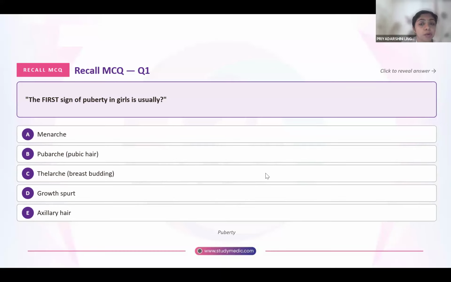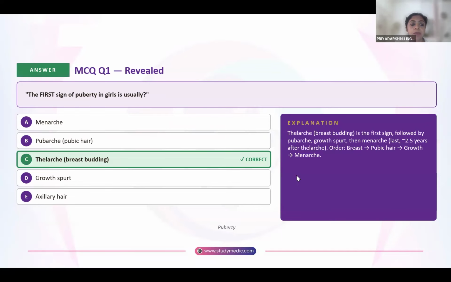Next one is your pubic hair. Pubic hair is because of androgenic effect. And then you have your growth spurt. Pubic hair and axillary hair come hand in hand because both are because of androgenic effect. And the last one to come is your menarche. So start with breast budding. 2.5 years later, the girl is going to get menarche. That's how it is. Okay, so the first sign is always breast budding. And how are you going to classify or stage these people? It is based on Tanner staging of puberty.